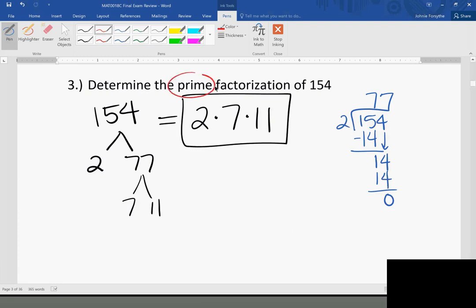Now notice it's a prime factorization because 2, 7, and 11 are all prime numbers. Just a regular factorization would just be, say, 2 times 77, because that also equals 154. Another factorization could be 1 times 154, because that equals 154. But a prime factorization needs to only be a product of prime numbers that equals 154.